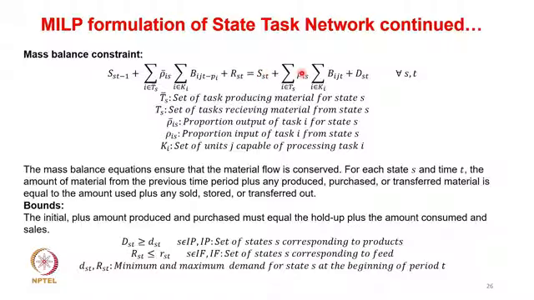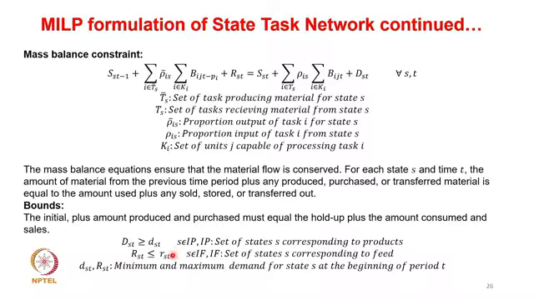The mass balance equation ensures that the material flow is always conserved for a state S and time. The amount of material from the previous time, plus anything produced, purchased or transferred in, is equal to what is utilized, stored or transferred out. This is how the left hand side and the right hand side get balanced. And yes, we will also have bounds. The amounts produced and purchased must be equal to the holdup plus the amount consumed and sold.